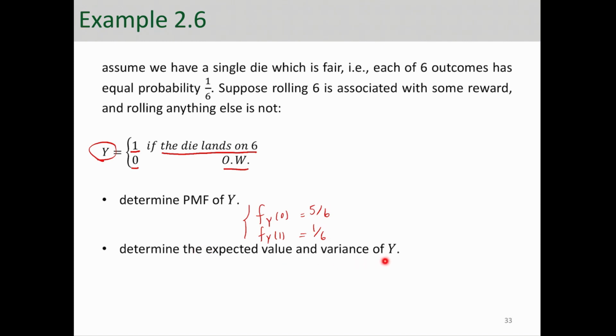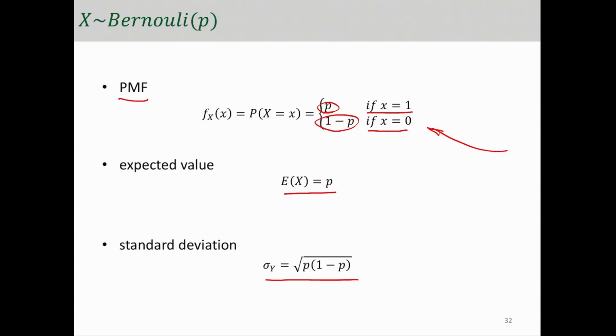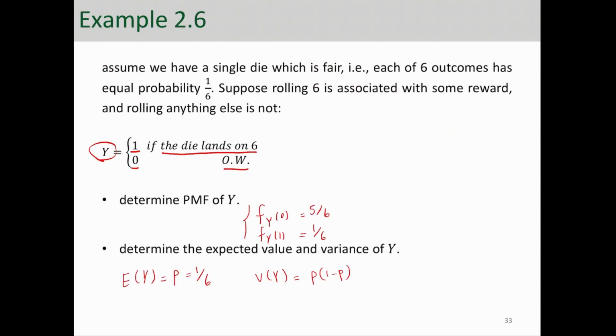Determine the expected value and variance of y. Well, expected value of Bernoulli random variable is P, so 1 over 6, probability of success. And variance of y is P times 1 minus P. And that's because the standard deviation is the square root of P times 1 minus P. Therefore, variance is P times 1 minus P. So 1 over 6 times 5 over 6. So it's 5 over 36.